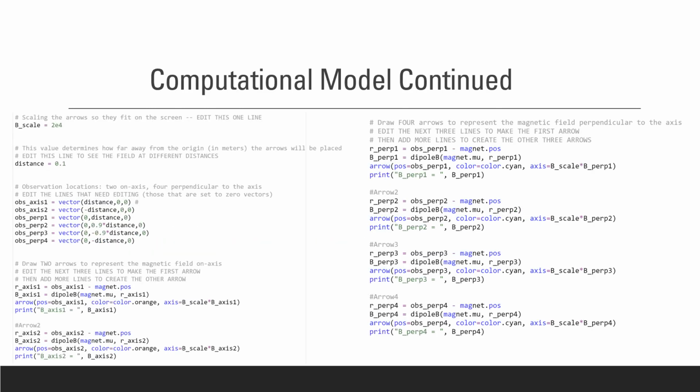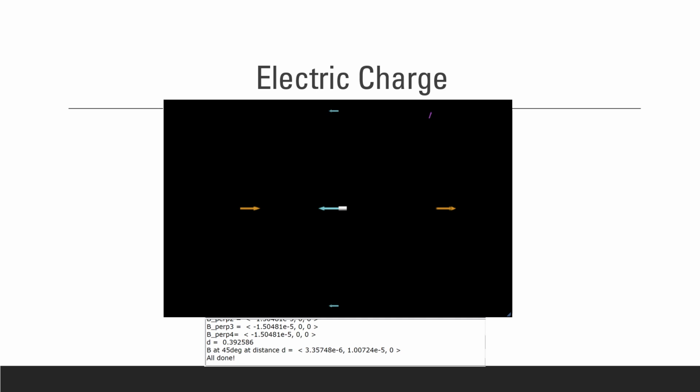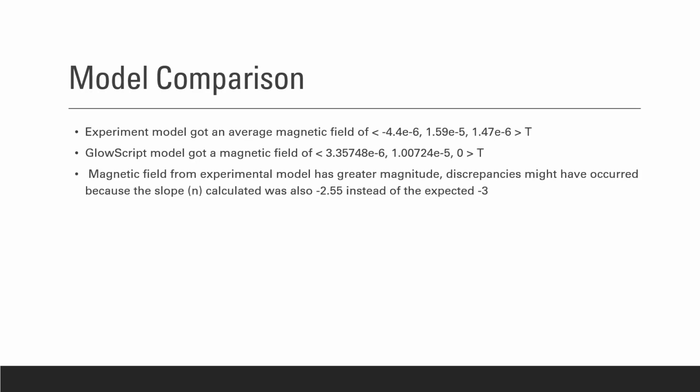Then we scaled the different arrows, and we created observation locations at on-axis locations and locations that were perpendicular to the magnet. We did that for all 4. Continuing from there, we found the distance that was perpendicular to the magnet, and then we found the observation location, which was at 45 degrees, and then from there we plotted this. And here you can see the final result of the GlowScript code, and at the bottom we have the printed values.